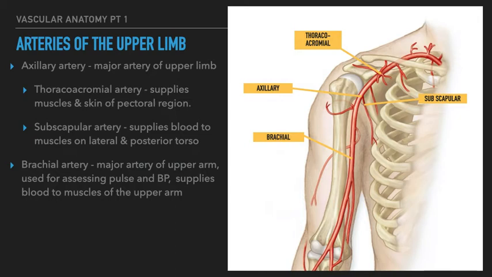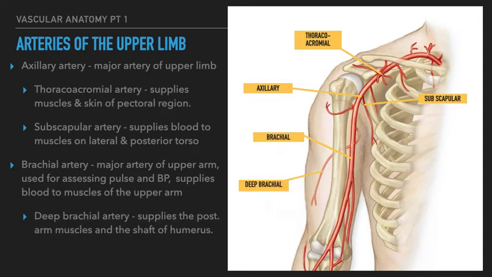This brachial artery is suitable for several clinical examinations, such as pulse and blood pressure measurements. It's going to supply blood to the biceps brachii, triceps brachii, and coracobrachialis muscles. The deep brachial artery is a branch of the brachial artery, and it supplies the posterior arm muscles and the shaft of the humerus with oxygenated blood.